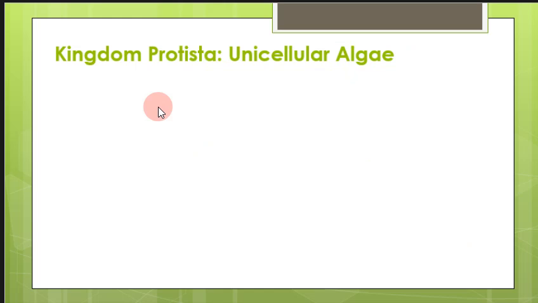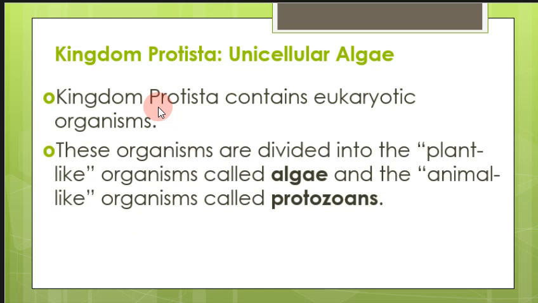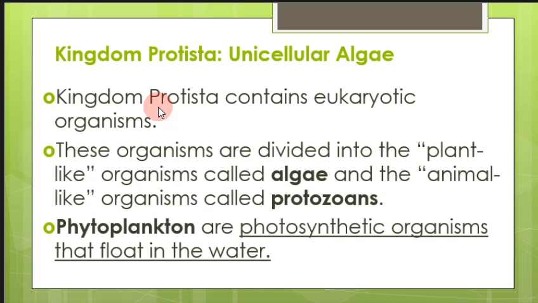Okay, so let's talk about unicellular algae. Kingdom Protista contains eukaryotic organisms, so that's what makes them different from the bacteria. Bacteria are prokaryotic. These are eukaryotic. They have a nucleus. They have all those membrane-bound organelles, all that. The organisms are divided into the plant-like, called algae, the animal-like, called protozoans, and phytoplankton are photosynthetic organisms that float in the water. One thing you'll need to remember for the rest of the year, when I say plankton, I'm referring to floating, okay? It floats.